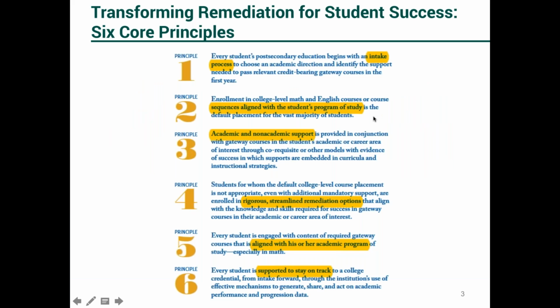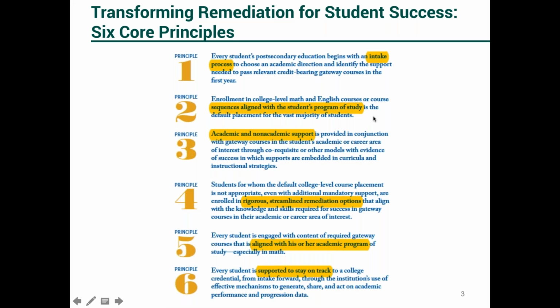Okay. So our efforts in this are part of a larger national effort. What this slide represents are the core principles that were presented in November 2015 by a joint statement of ATD, AACC, the Dana Center, Complete College America, the Education Commission of the States, and also Jobs for the Future. And these guiding principles speak to comprehensive reform of remedial education to ensure student success.